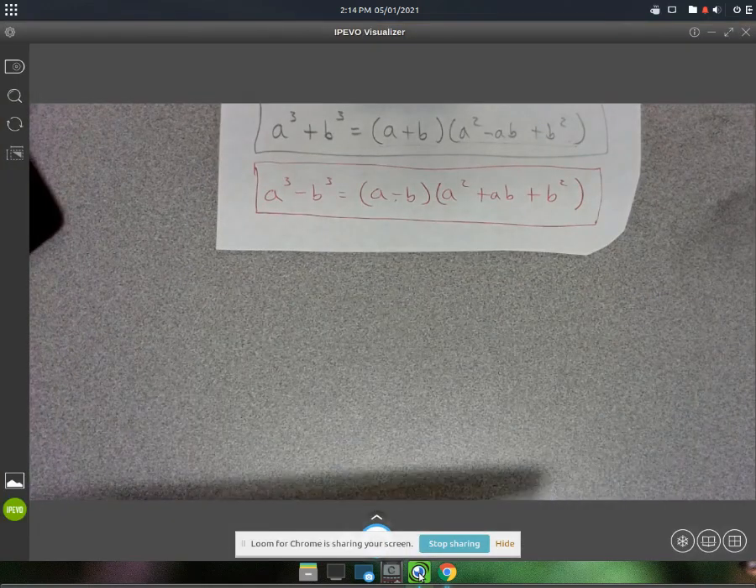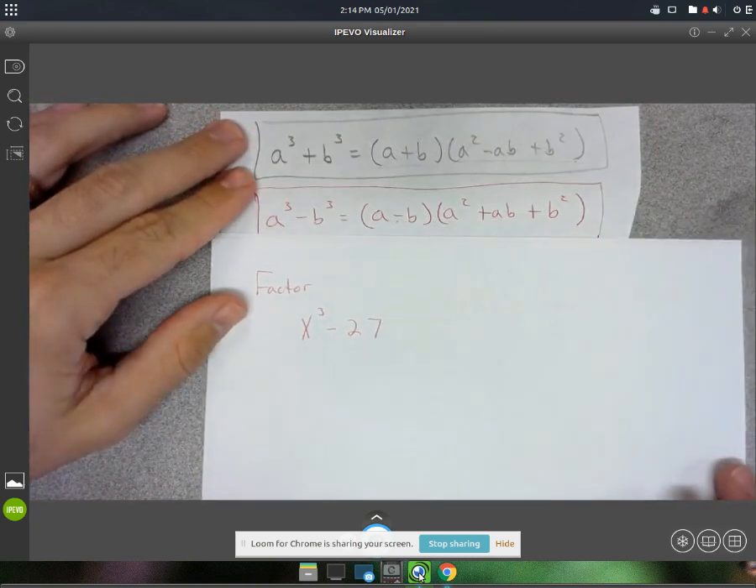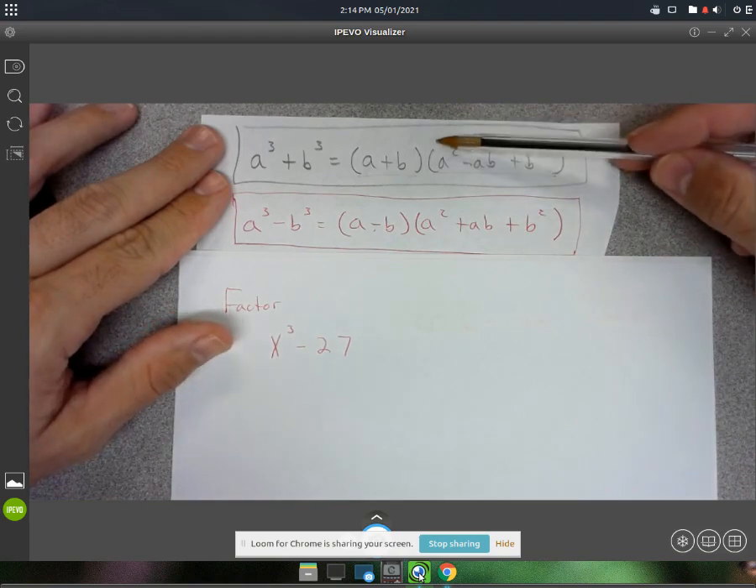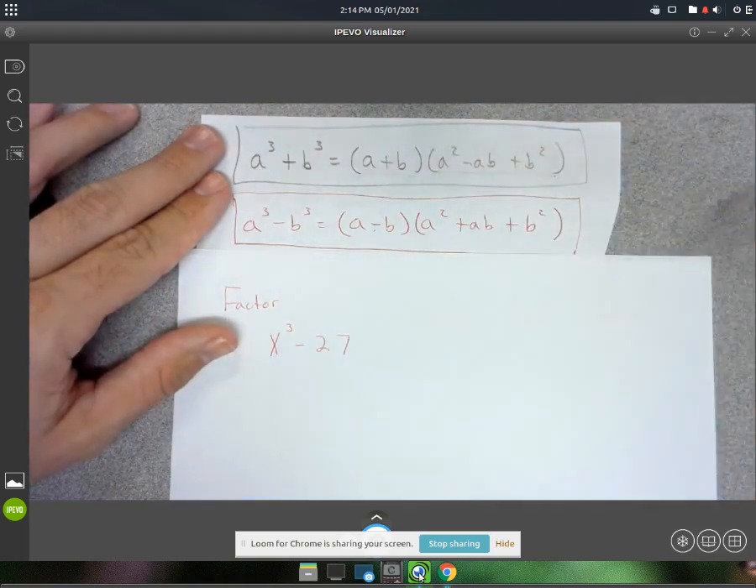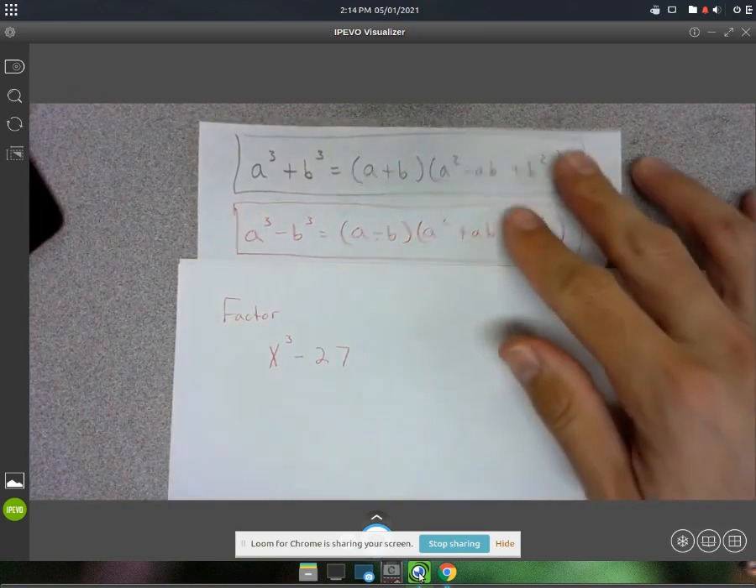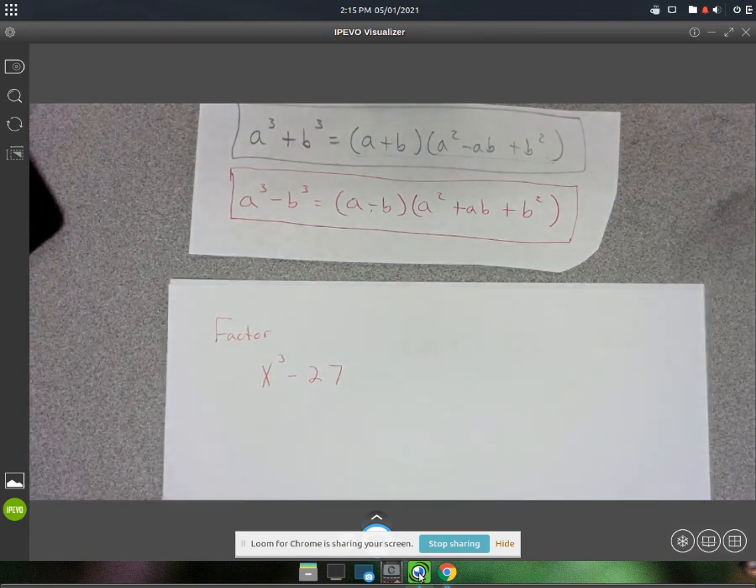All right, so we're going to actually apply this sum and difference of cubes formula here. The top one is our sum of cubes formula because it's a plus sign in the middle, and the bottom one's a difference of cubes formula. We are asked to factor x cubed minus 27.